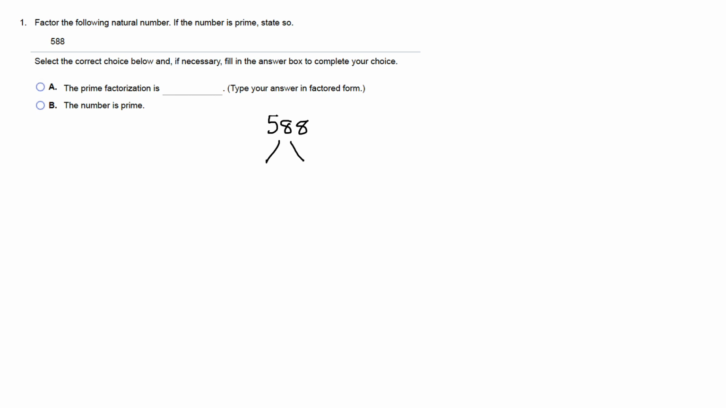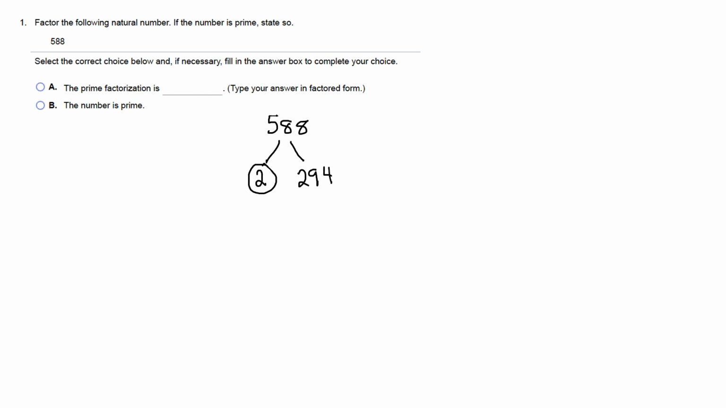588 is an even number, so I know that it's divisible by 2. On your calculator, type in 588 divided by 2. We should get the number 294. That tells me that 2 times 294 will give me 588. So I'm going to write those two factors beneath each branch that I drew in my factor tree. The number 2 is a prime number, so I'm going to circle it.